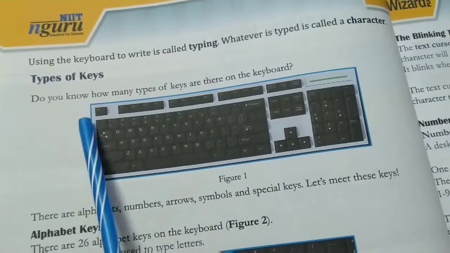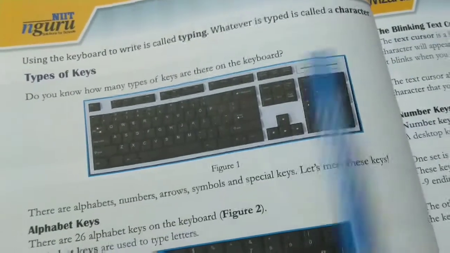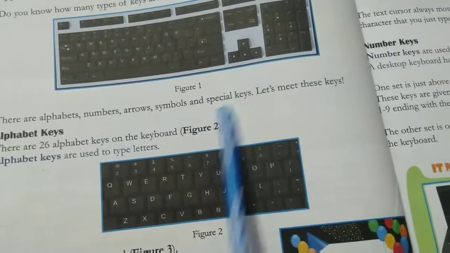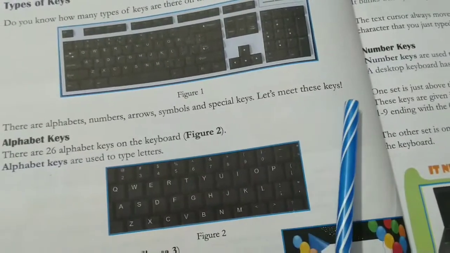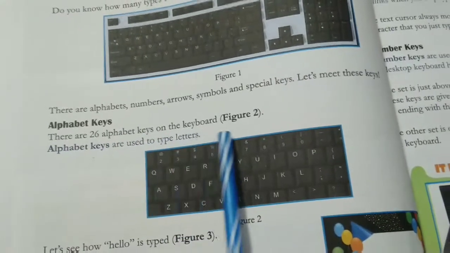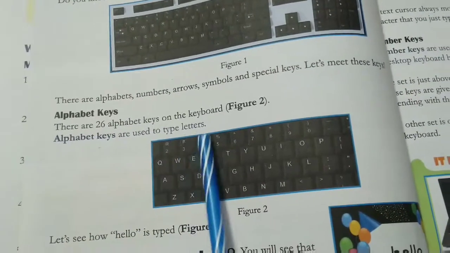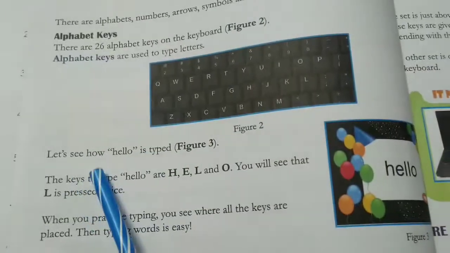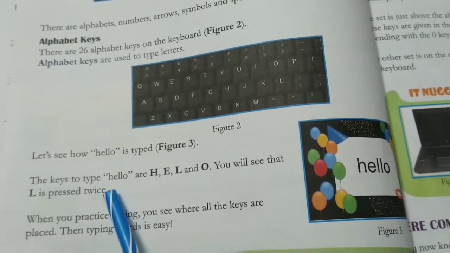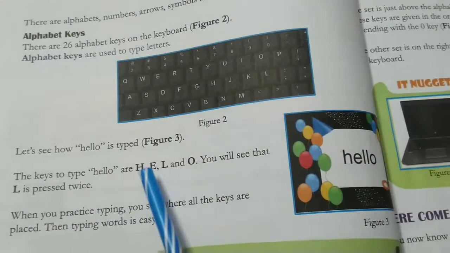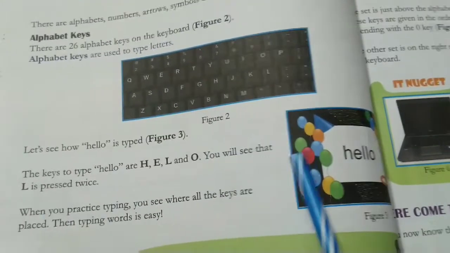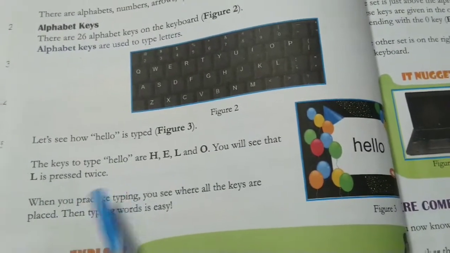Types of keys. Do you know how many types of keys are there on the keyboard? There are alphabets, numbers, arrows, symbols and special keys. Let's meet these keys. Alphabet keys. There are 26 alphabet keys on the keyboard. Alphabet keys are used to type letters. Let's see how hello is typed. In figure 3, the keys to type hello are H, E, L and O. You will see that L is pressed twice.